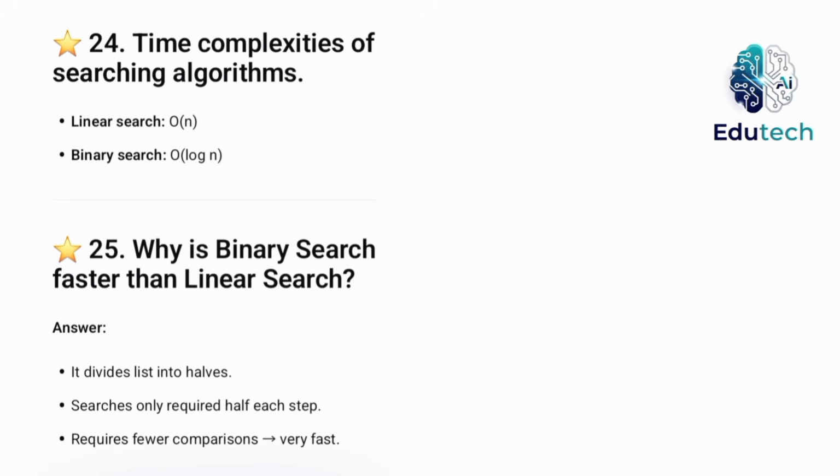Why is binary search faster than linear search? It divides the list into halves. Searches only the required half at each step. Requires fewer comparisons. It is very fast.